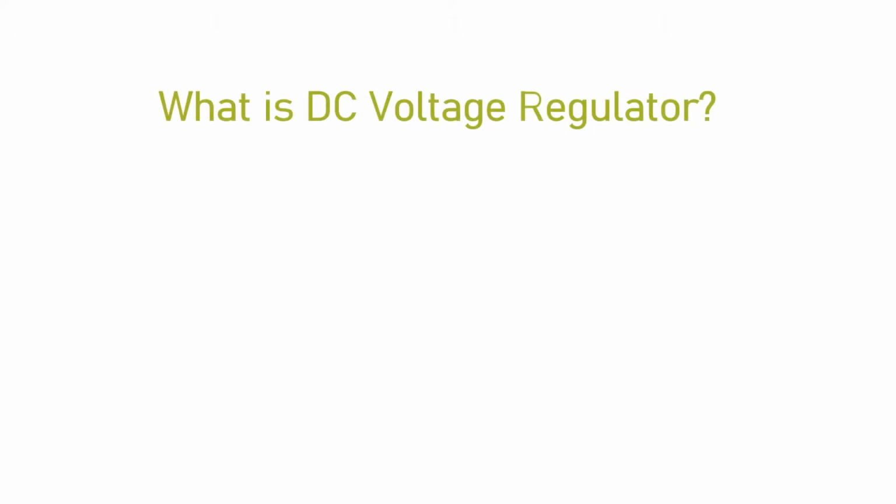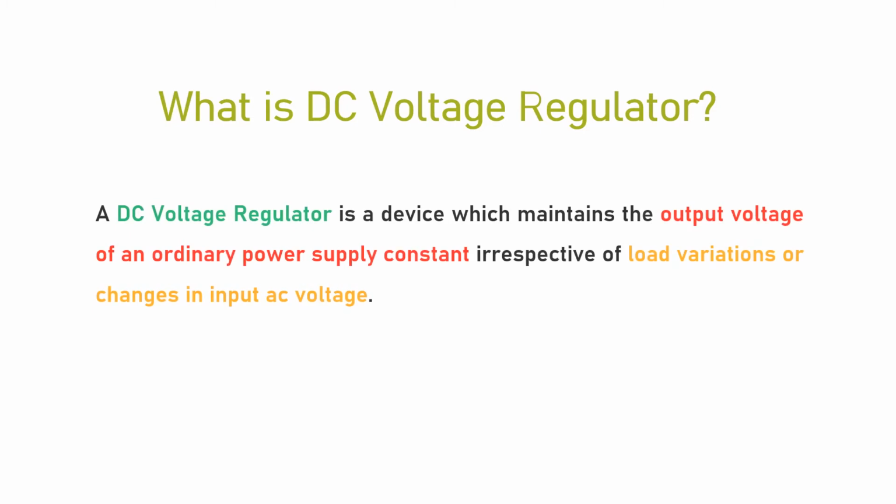So first of all, what is a DC voltage regulator? A DC voltage regulator is a device which maintains the output voltage of an ordinary power supply, here a DC power supply, constant irrespective of load variation or changes in the input AC voltage. Whether there are variations, this device, the DC voltage regulator, maintains the voltage of the power supply at a constant value, and for that reason we call it a DC voltage regulator.